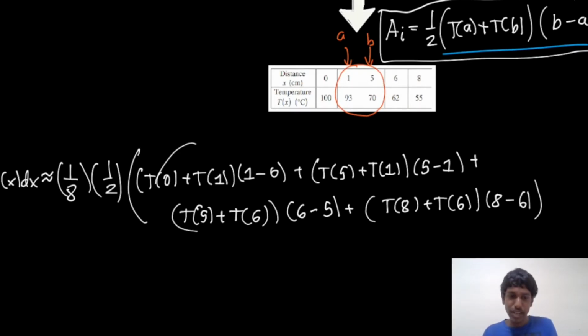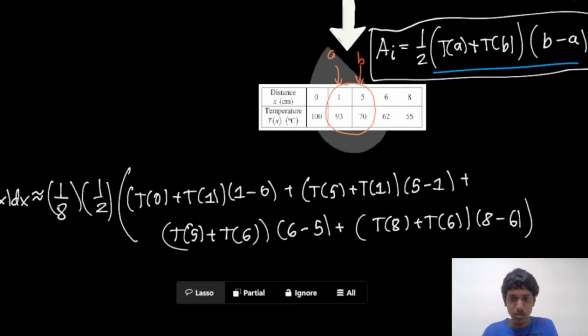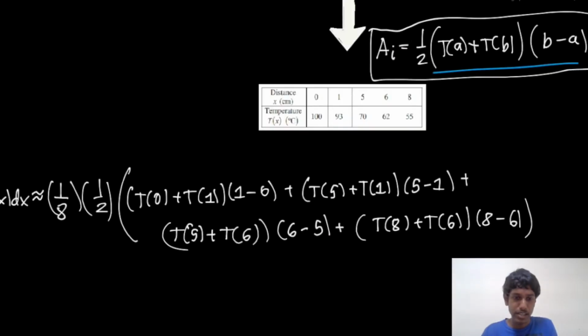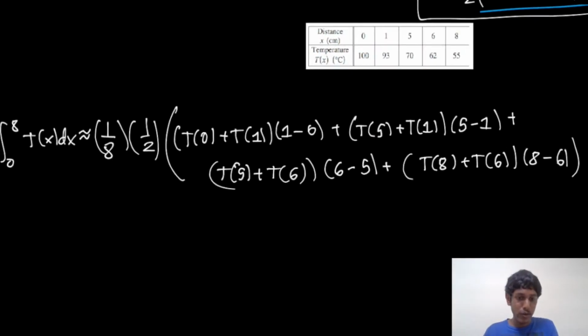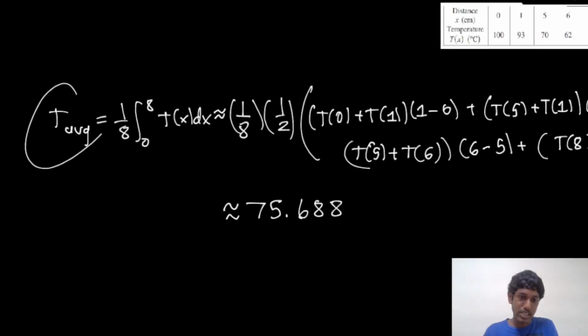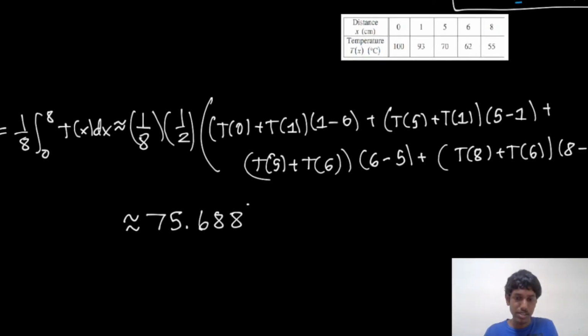Now, since they give you values of t, it's pretty easy to plug in actual numbers here and put this in a calculator. Once you do that, you're going to get around 75.688. And what are the units for this integral? Well, it's an average temperature, so it's going to be in degrees Celsius.